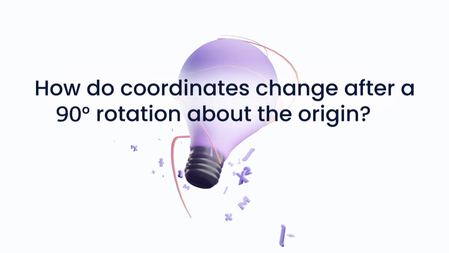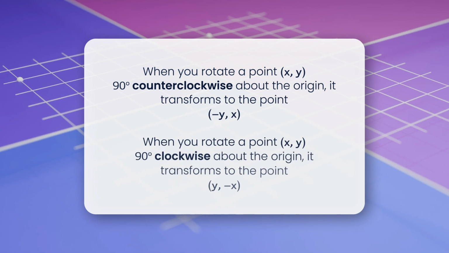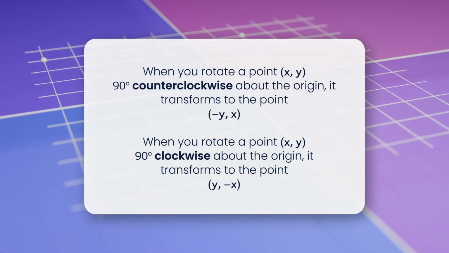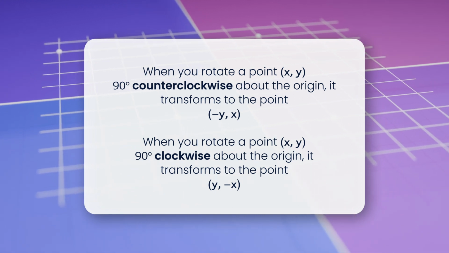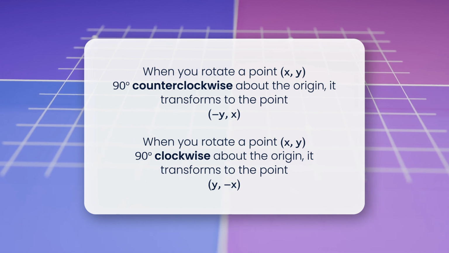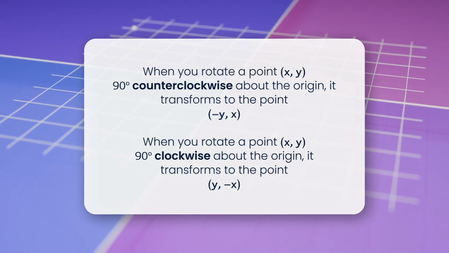How do coordinates change after a 90-degree rotation about the origin? When you rotate a point (x, y) 90 degrees counterclockwise about the origin, it transforms to the point (-y, x). When you rotate a point (x, y) 90 degrees clockwise about the origin, it transforms to the point (y, -x).